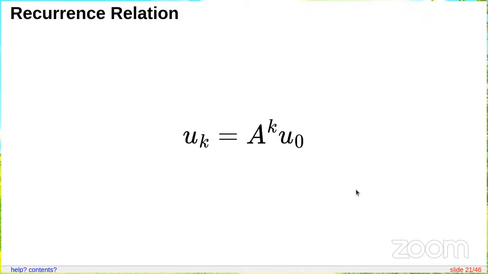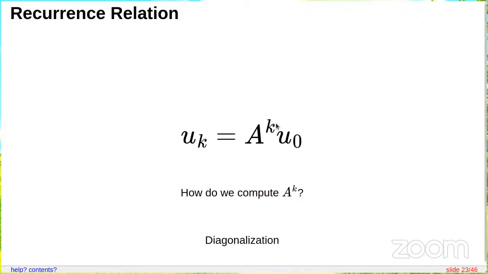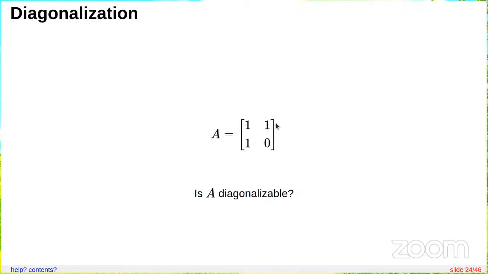this is where diagonalization enters. You need to find the kth power of the matrix A, and remember what we started off with: for diagonal matrices, computing the kth power is very easy. We also saw that if your matrix is diagonalizable, then computing the kth power is also easy. So our hope is that if we can show that A is diagonalizable, then we can compute this expression very easily. How do we compute A to the power k? We'll try to see if A is diagonalizable. So is A diagonalizable? This is what we'll be doing next.